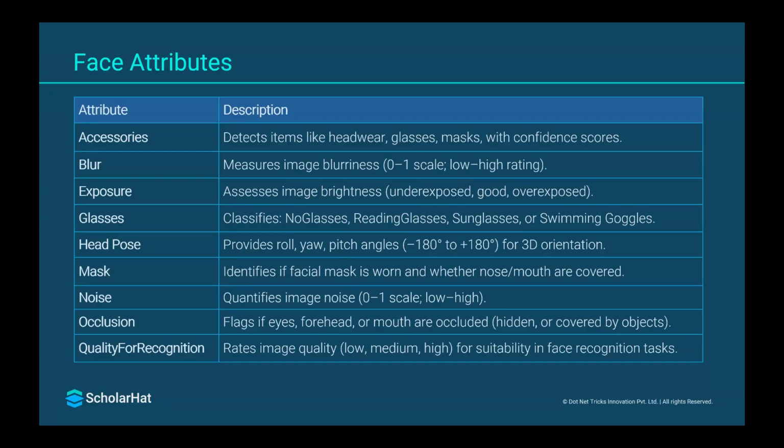If the image is blurry, it will let us know the image is blurry on a low to high rating scale. Then we have the exposure, the image brightness, and the classification, let's say no glasses, reading glasses, sunglasses, which we can find out in the image. Head pose gives the angle.